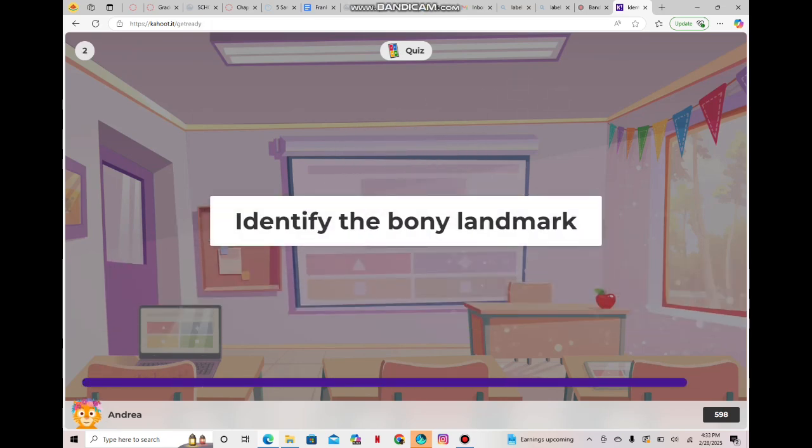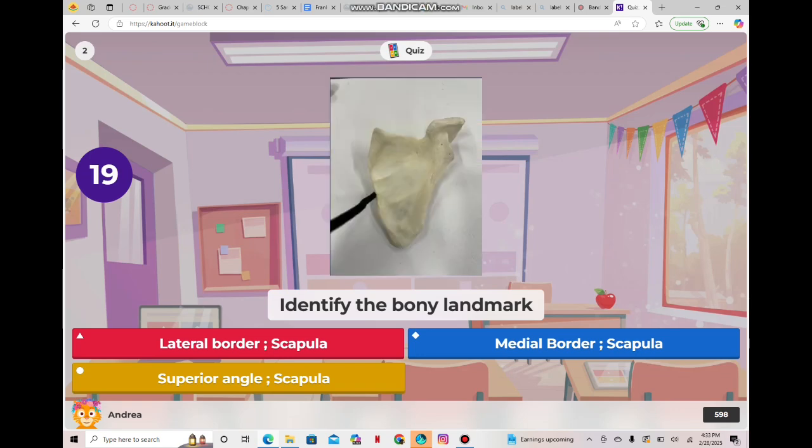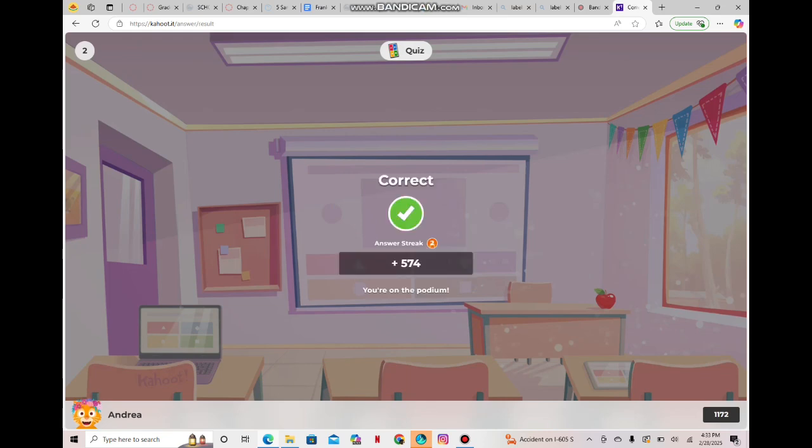It's another identify the bony landmark. This, you think of lateral and medial. This is going to go in the middle, looking at this angle, so it would be the medial border of the scapula.